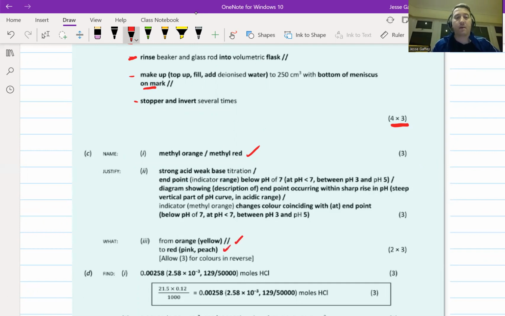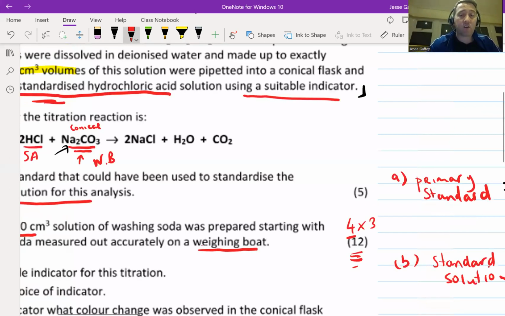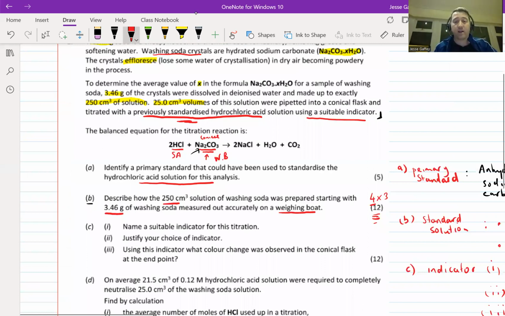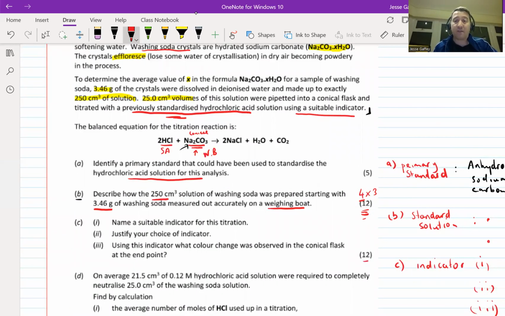You have to have both of them and they have to be in the right order. Okay. Look here, if you put them in the wrong order, this year it was allowing you 3 for that. So if you said red to orange, or red to yellow, they're actually giving you 3 marks instead of 6 for that. Sometimes they don't give you any though, so just be careful with that. So there's another 9 marks, or sorry, another 12 marks, lads. All right. So there is 12 and 12. That's half the marks for the indicator and making up the solution.